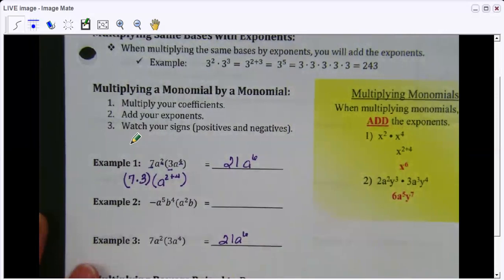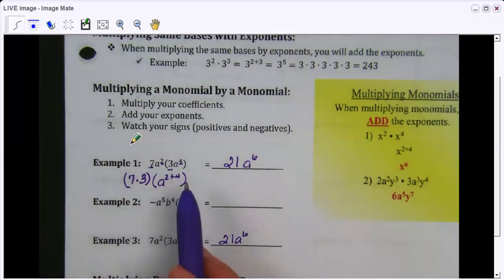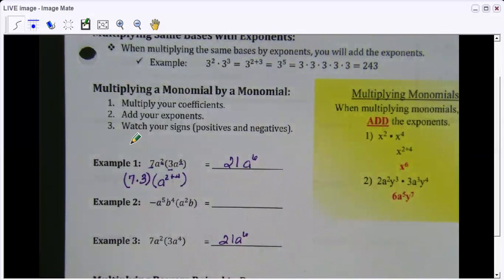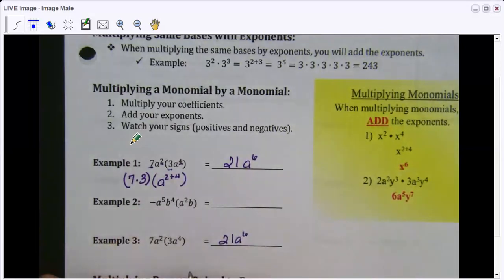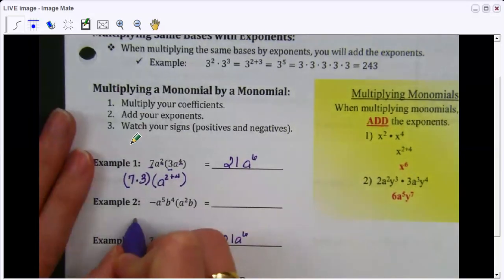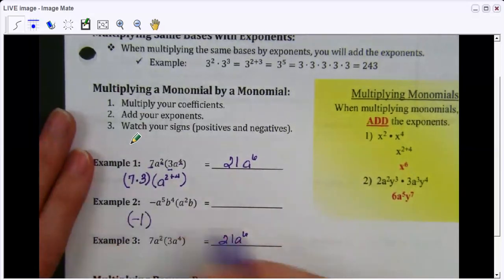Yes. If it's like a negative a to the fifth, would the exponent also be negative 5, or would it just stay as 5? It would just stay as 5. The negative is the coefficient of 1, so it'd be -1, a to the fifth. In this case, we really don't have any coefficients, but we do have a negative. So our final answer will be negative. The way that you could write it is -1, because there's a coefficient.